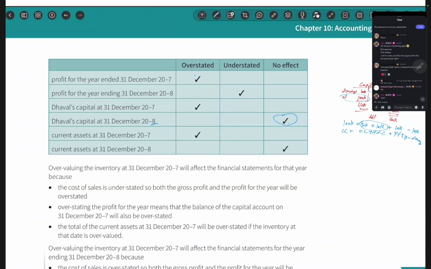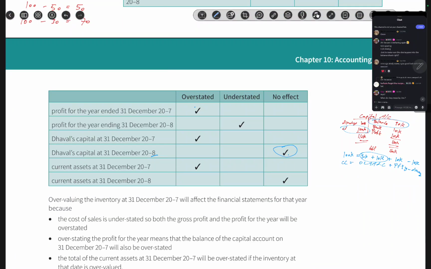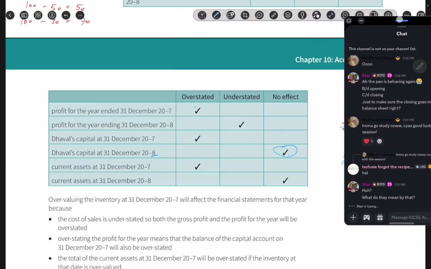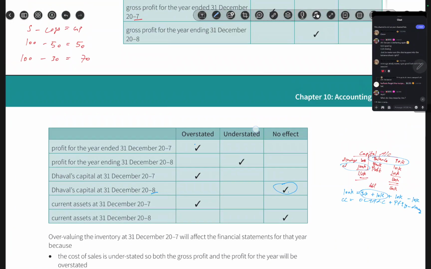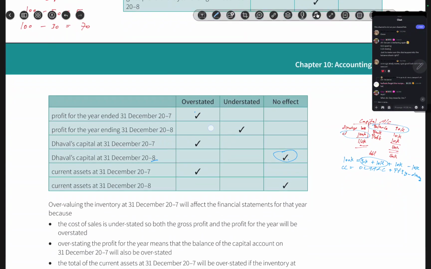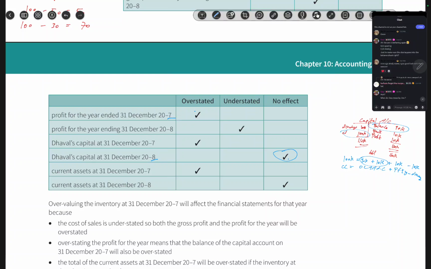They're saying that if a profit is understated one year, then it won't have an effect next year. And that does make some sense. Like we overstated our profit. Oh, I'm stupid. Anyway, I'll explain. They basically cancel out, alright? So you see how the profit at 31st December 2007 was overstated, and then the profit at 31st December 2008 was understated.